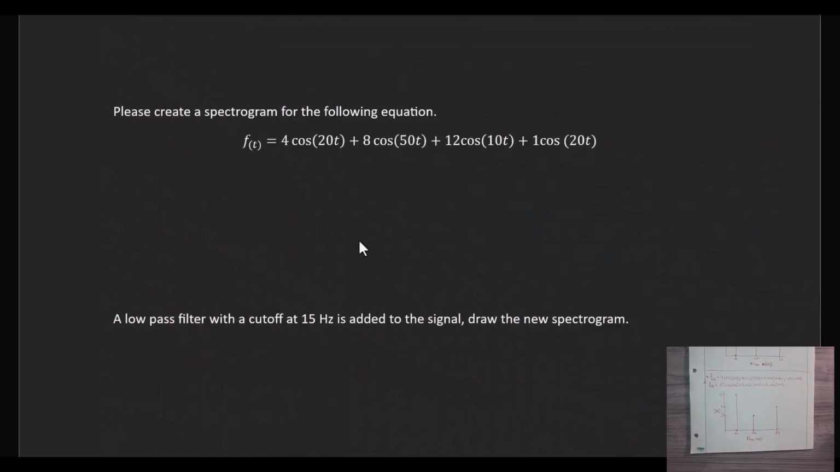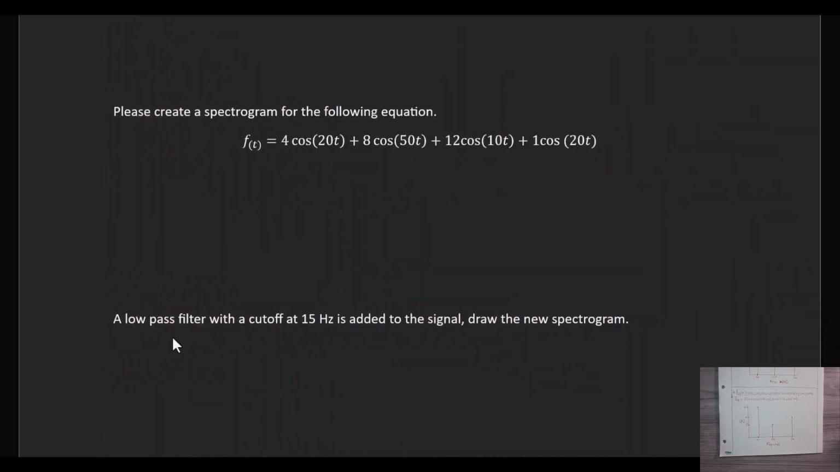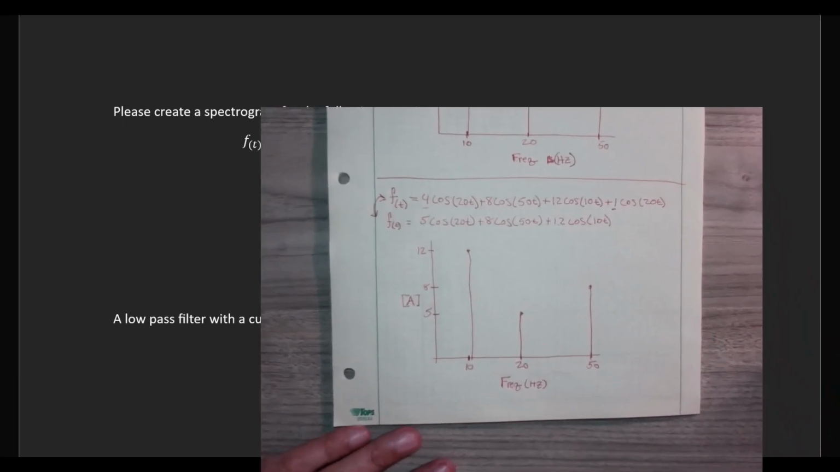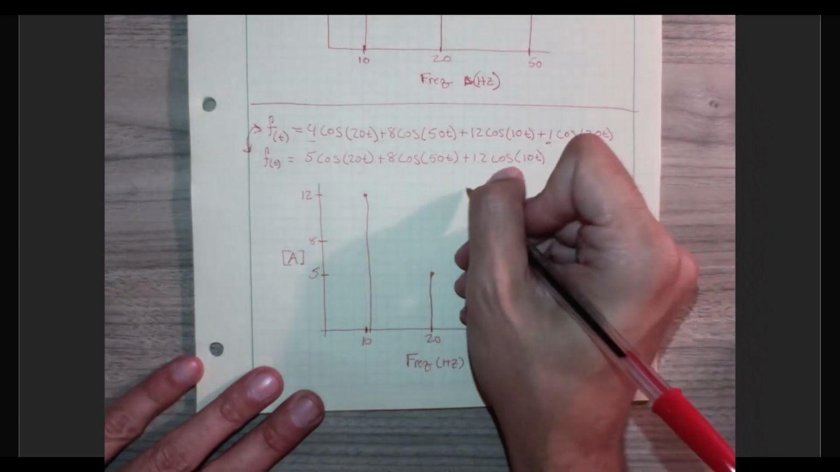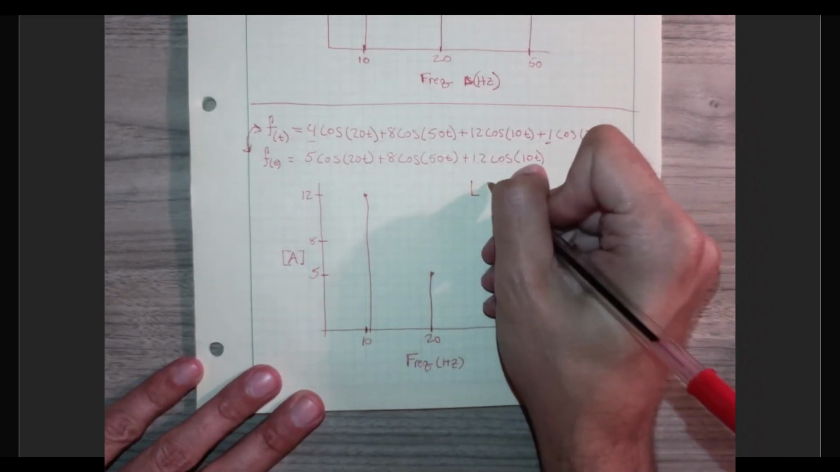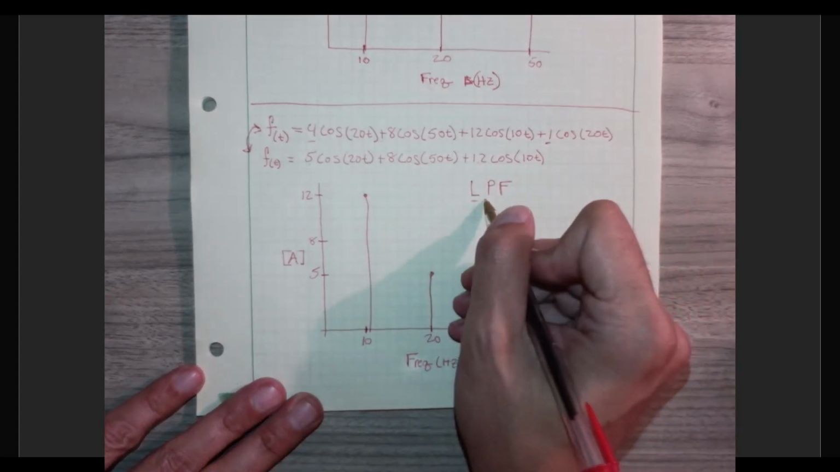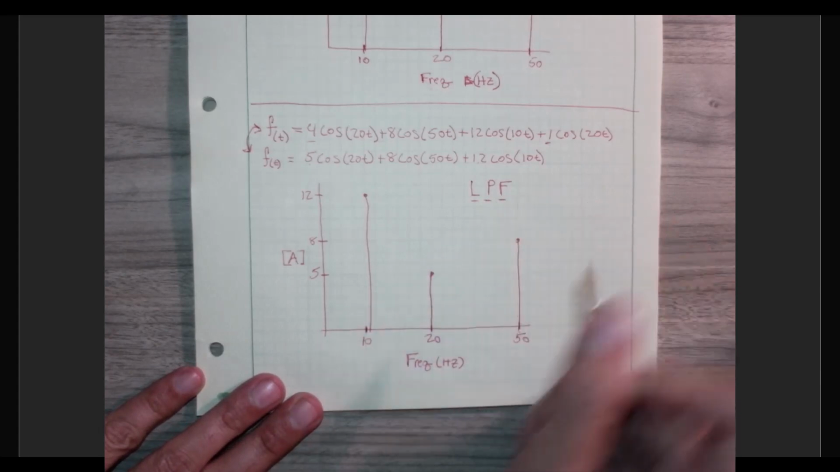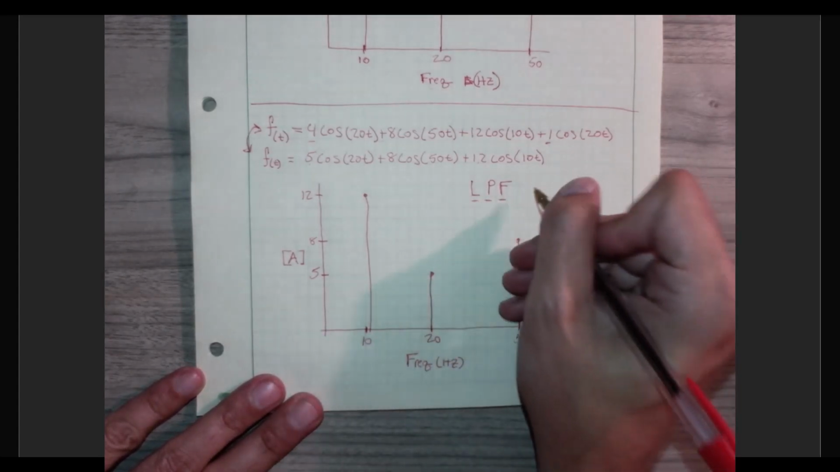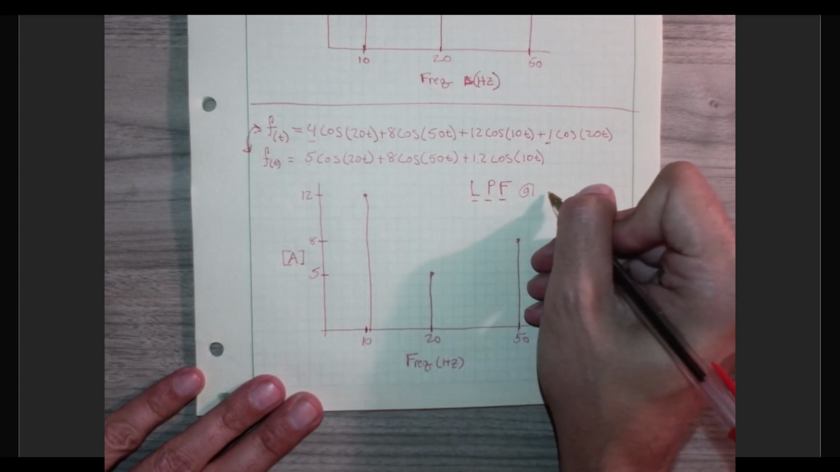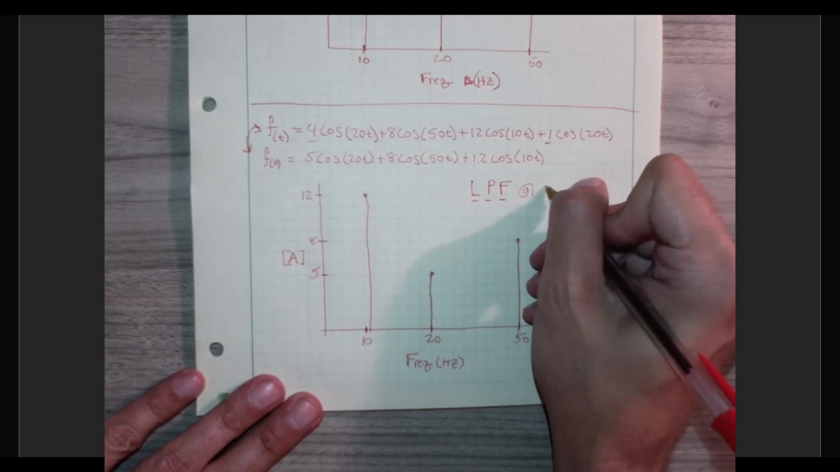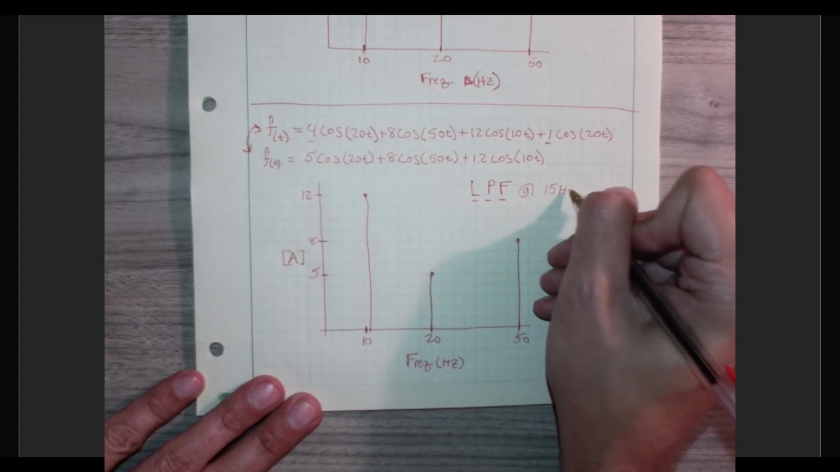Now coming back to our video, we'll see that we want to add a low-pass filter to this with a cutoff at 15 hertz. Draw the new spectrogram. So if we come back to our drawing here, I just want to write this down. We have a low pass filter, an LPF. So low frequencies pass through our filter, a low pass filter. And that has a cutoff at, what did we say, 15 hertz.